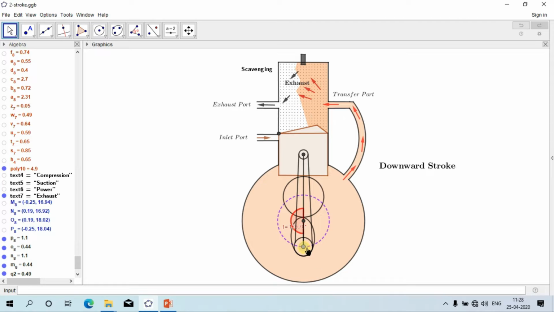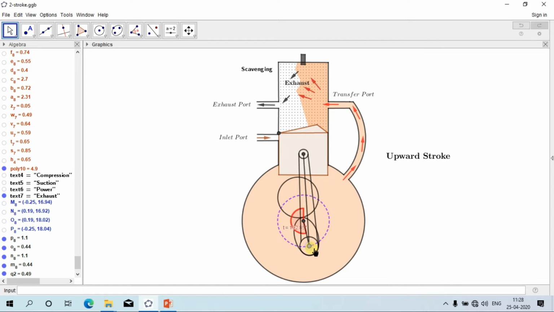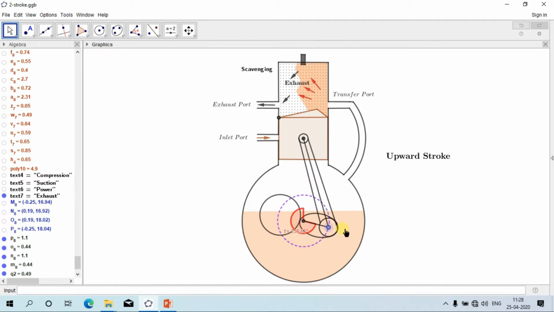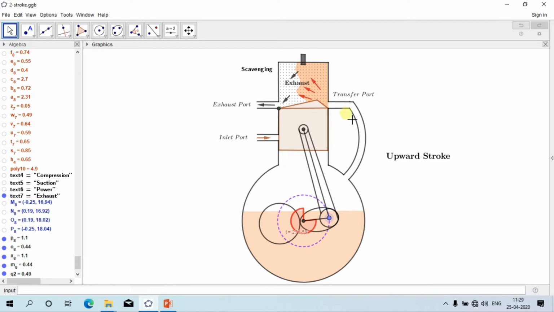So let's talk about the first stroke, the upward stroke. In the beginning of the upward stroke, you can see that the inlet port is covered, meaning there is no movement of fresh charge inside the casing. Now as the piston moves in the upward direction, the charge from the previous cycle is present.